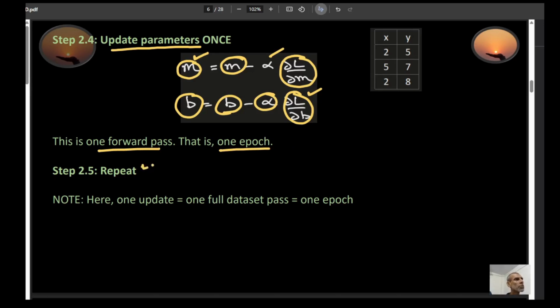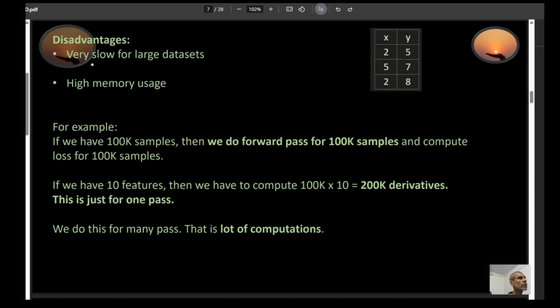And then we repeat this process multiple times. Here, your one update basically translates to one full data set pass, and that would be equal to one epoch. Now this one is very slow for large data sets. Also, it consumes high memory. And that's because of this.